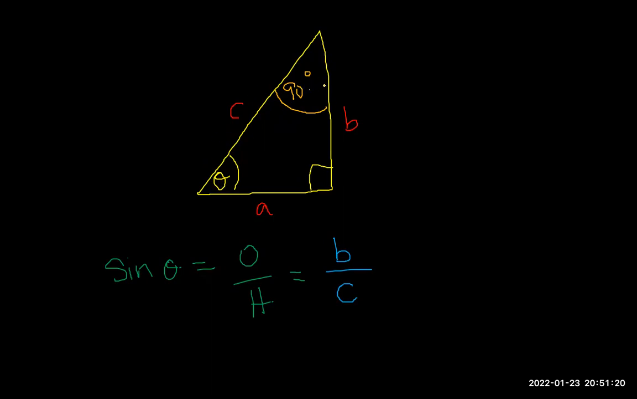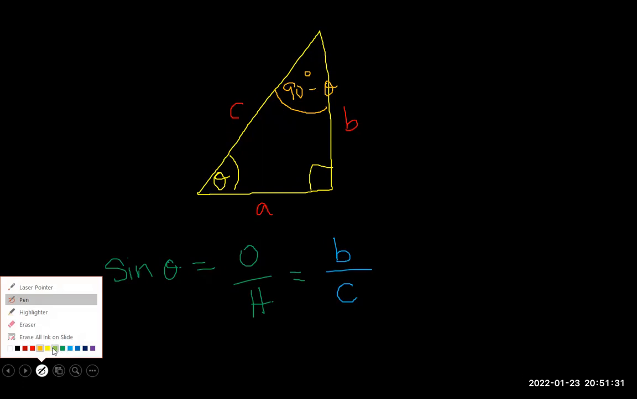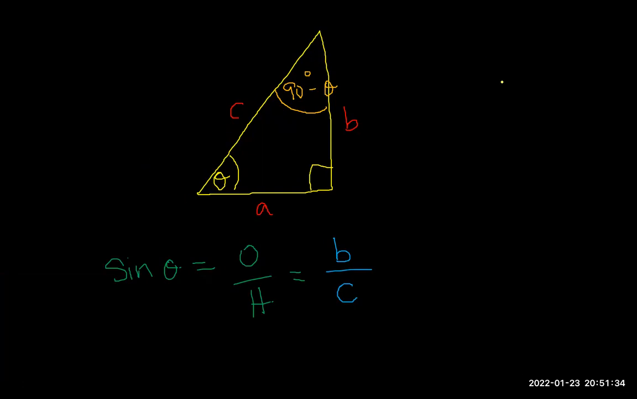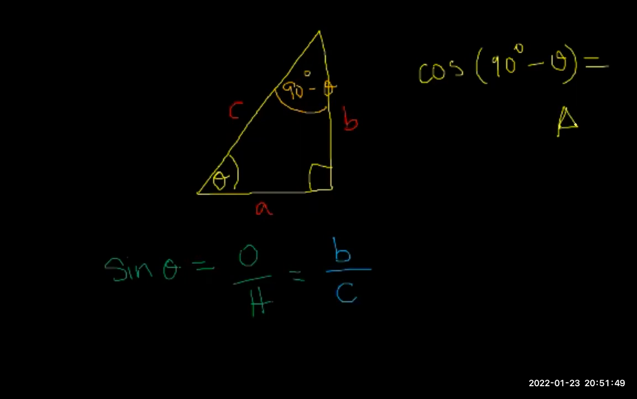Right. So we said that this angle here is 90 minus theta. Why? Because all three of these angles must add to 180 because it's a triangle. Now, if I ask you to find the cosine of this angle here, 90 minus theta, we know that cosine is adjacent on hypotenuse. Which side is adjacent to this angle? A, B, or C?